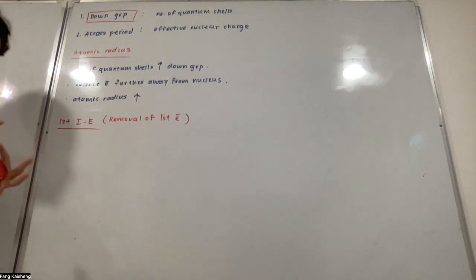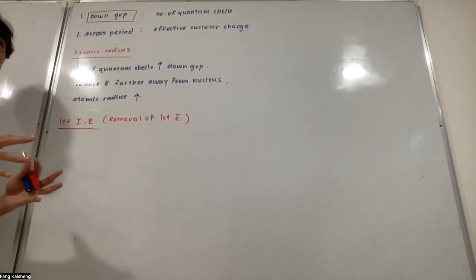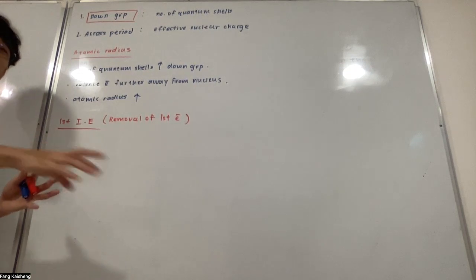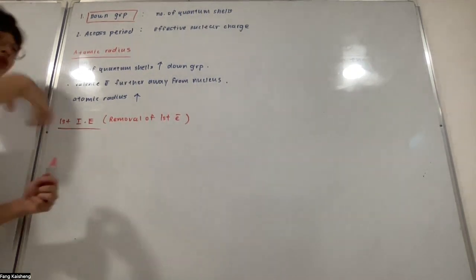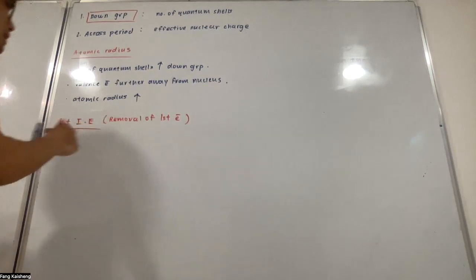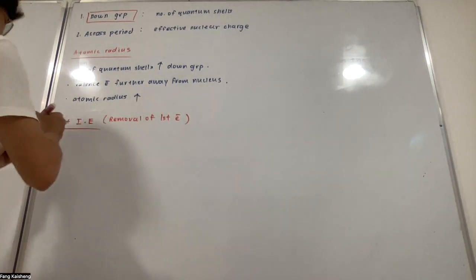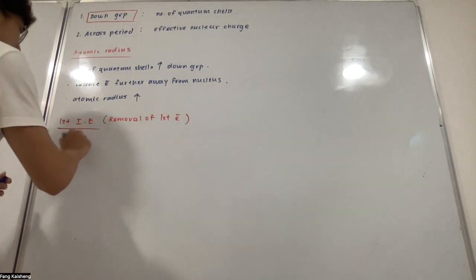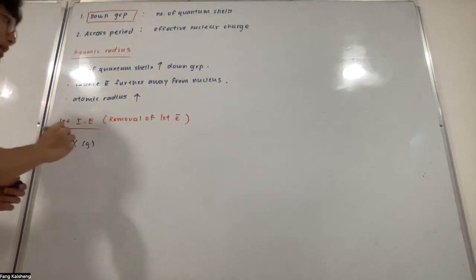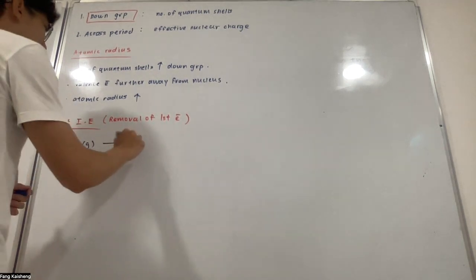What ion? Negatively charged, sure. Remove electrons, so you have fewer electrons, so you should have a cation, right? So the equation for first ionization energy should be this. Let's say I have a random element X, and when you remove an electron, you should have X with what charge?